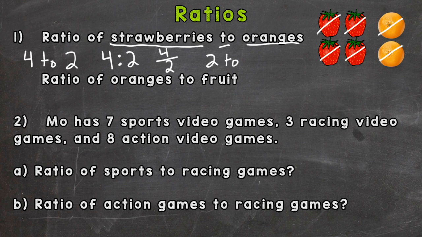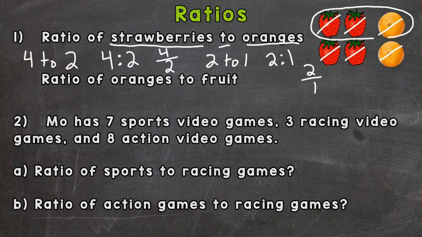So I'm going to rewrite the simplified ratio, 2 to 1. Next, I'll write it with the colon, so 2 to 1, 2 strawberries to every 1 orange. And then lastly, fraction, 2 to 1. And let's take a look at the picture up at the top right. And as we can see, 2 strawberries to 1 orange. 2 strawberries to every 1 orange. So our simplified ratio matches our picture.